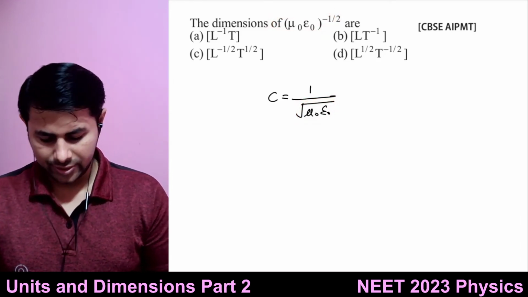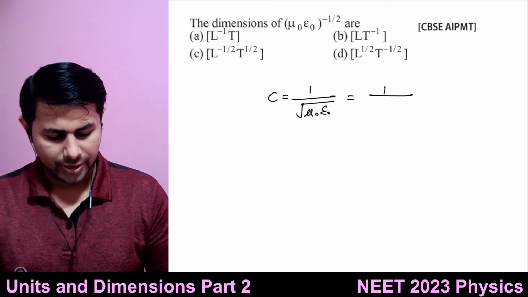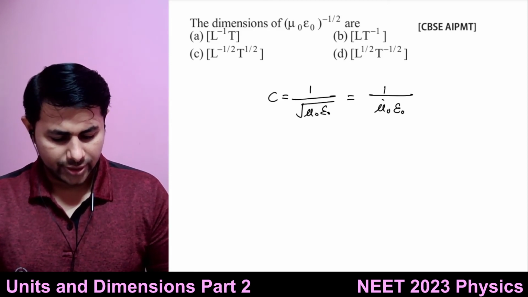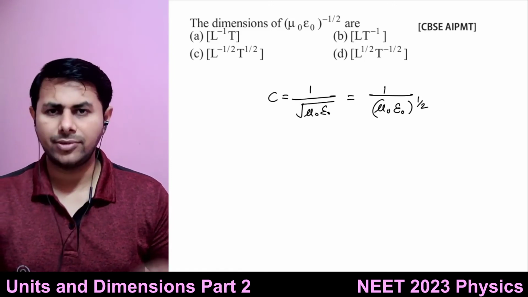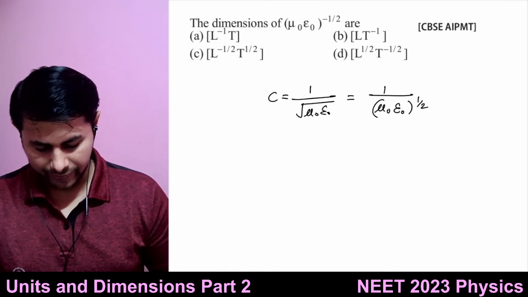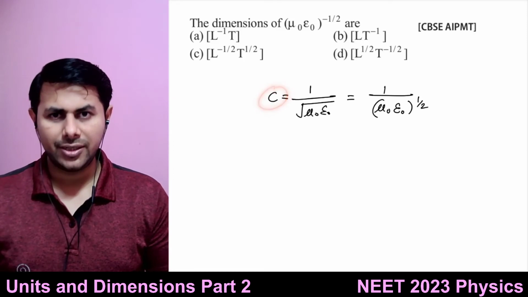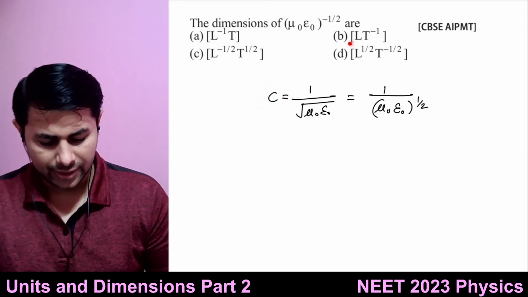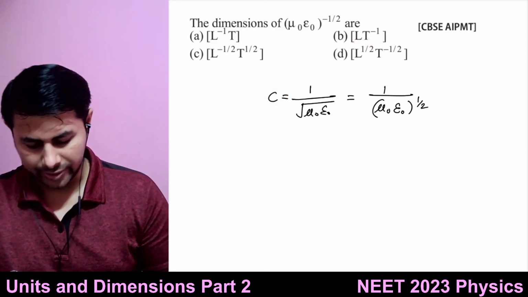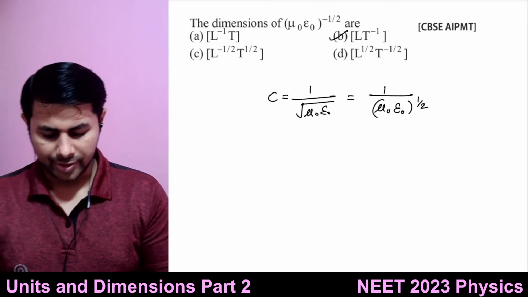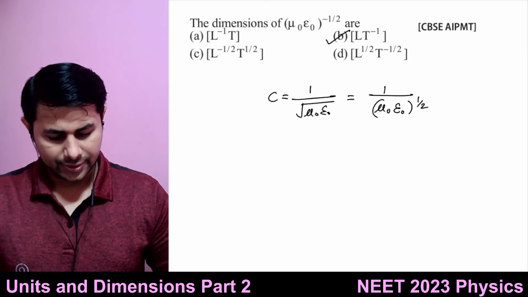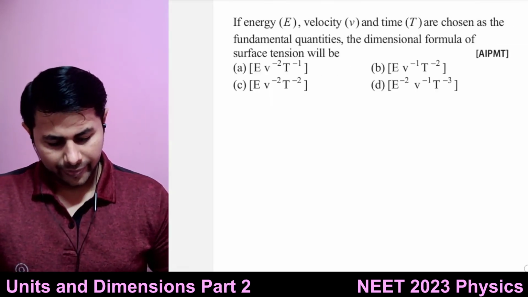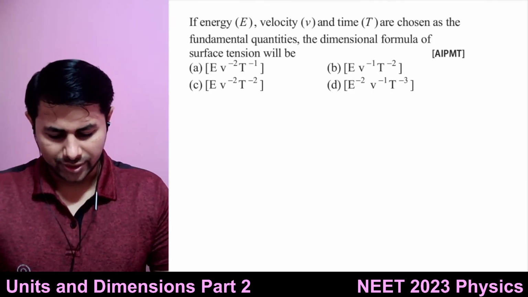So this is 1 upon mu naught epsilon naught raised to half, the square root. If you take it in the numerator, it becomes minus half. So C is the velocity, and that's why the dimensions are L T raised to minus 1. This is simple if we know the formula.